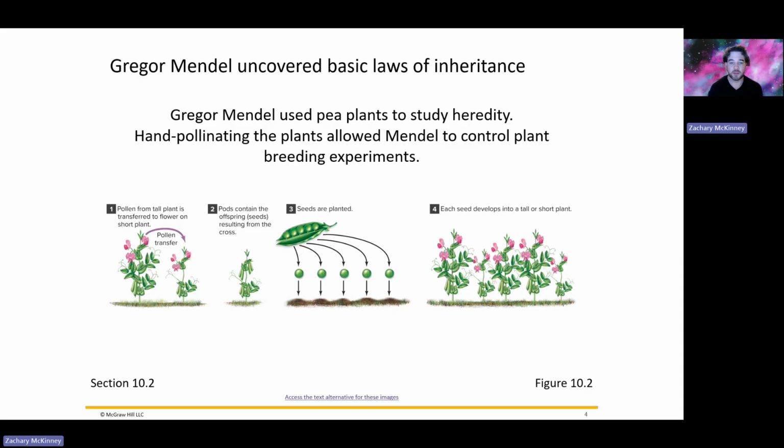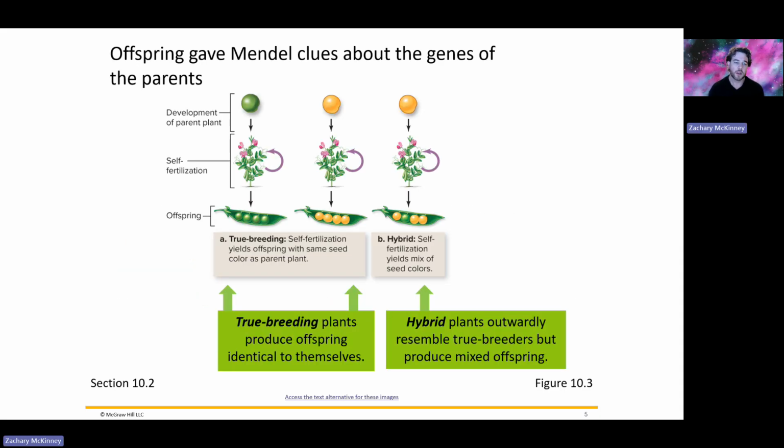But there was no concept of genetics at this point. They literally just saw the peas, and then the seeds, the plants, and what they produced. That's what they were looking at. They didn't have this idea of genetics. It wasn't a thing. So offspring was giving Mendel clues about the genes of the parents.